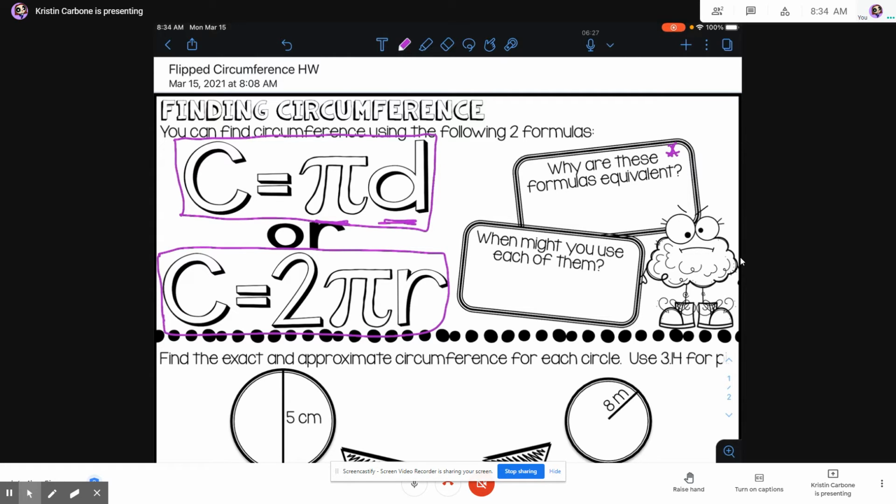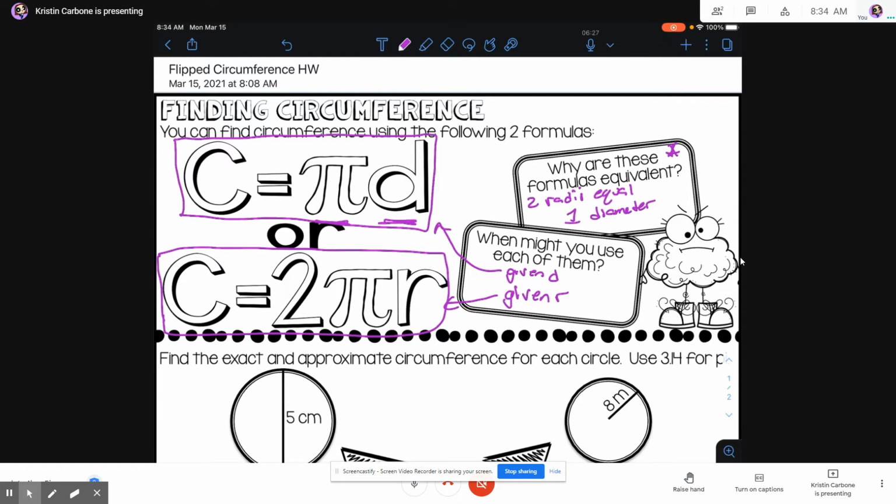They're equivalent because two radii equal one diameter. And when might we see each of them? We might see each of them at different times, depending, but more than likely, you're going to want to use this one when you're given the diameter, and this one when you're given the radius.